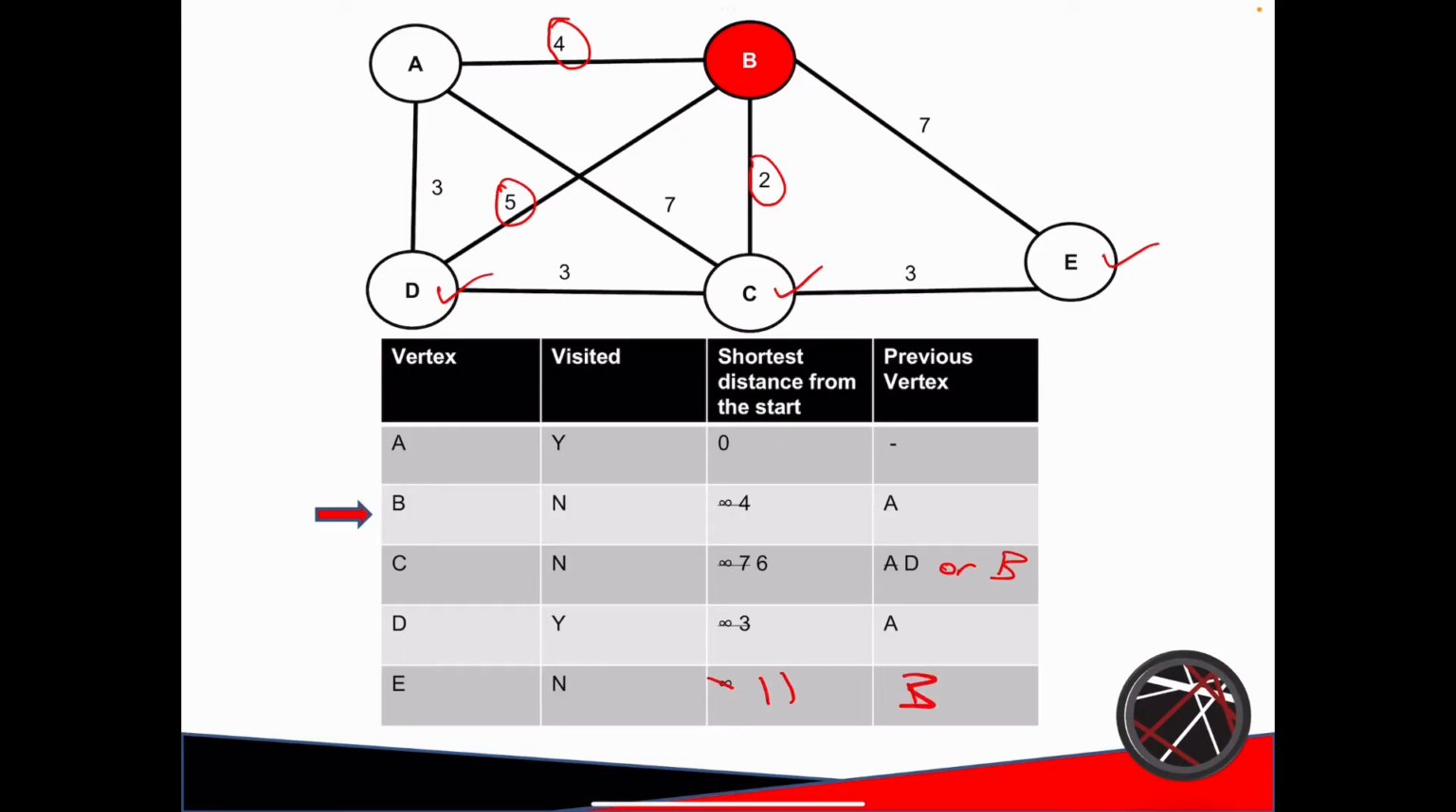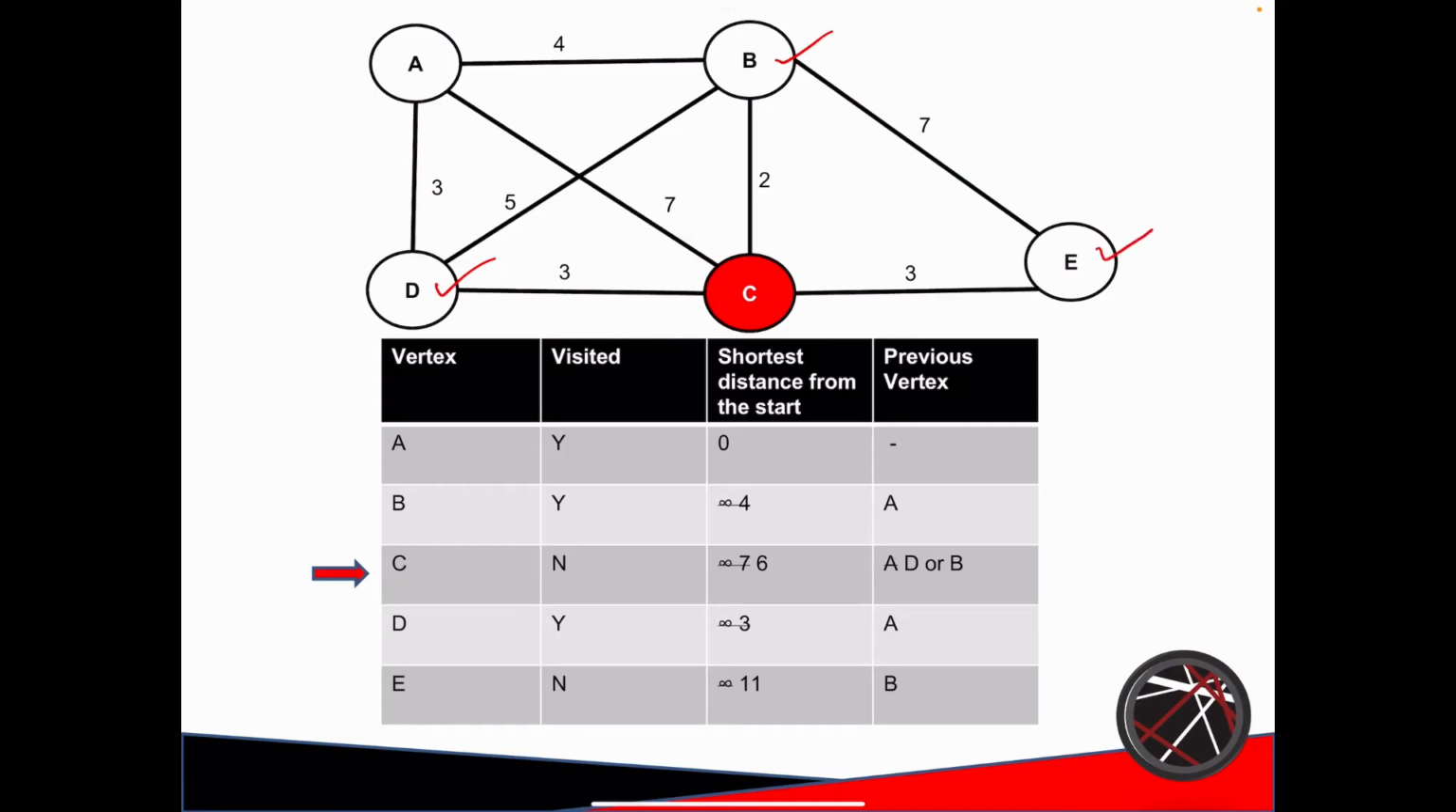And therefore, just fill that in. We now can't go anywhere else from B, and therefore I've visited it. We move on to our next shortest path. So that's the next nearest node. So therefore that's C. And then again, from C, I can get to D, B, and E.